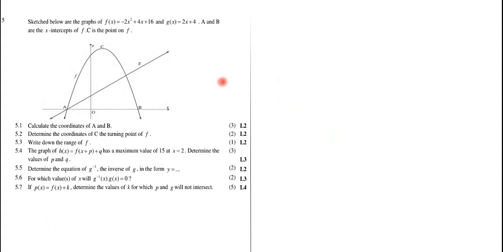Let's look into the second one. It says we need to find the coordinates of C, which is the turning point of f. The first thing we need to do is look at the equation we have for f, which is minus 2x squared plus 4x plus 16. To get the turning point, from the standard form, the formula we're going to use is minus b over 2a. Here minus b is minus 4, and then 2 times a, where a is minus 2, and this gives us the x coordinate of 1.